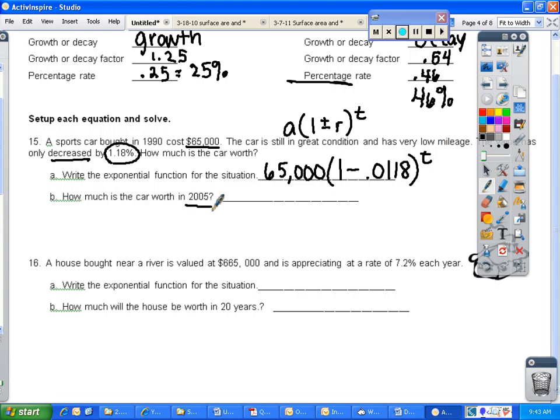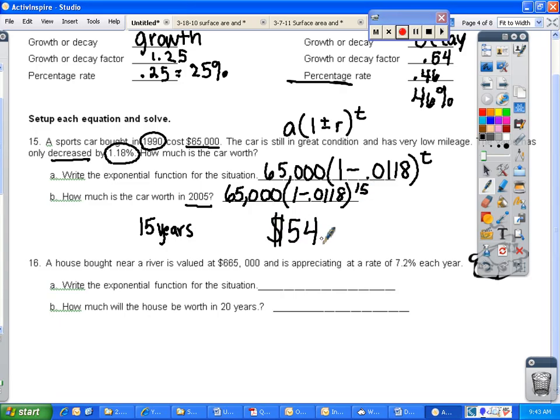So in 2005, 15 years have passed from 1990. Remember, this started in 1990. So you're actually going to use 65,000 times 1 minus 0.0118 raised to the 15th power. If you plug that in your calculator, you would get $54,398.40. And again, you put that in exactly how it looks.